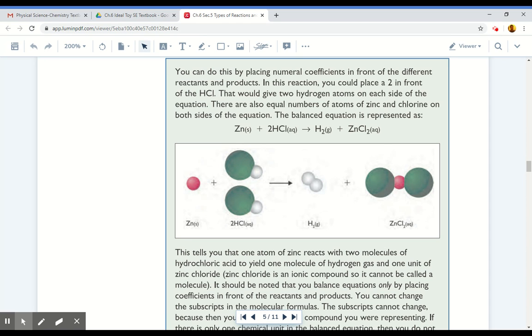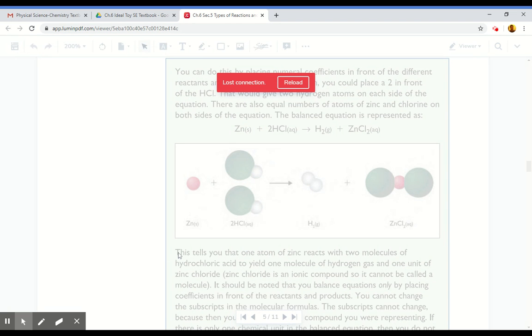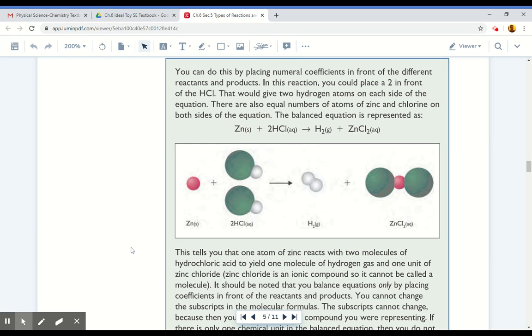In this reaction, you could place a 2 in front of the HCl. That would give 2 hydrogen atoms on each side of the equation. There are also equal numbers of atoms of zinc and chlorine on both sides of the equation. The balanced equation is represented as. This tells you that one atom of zinc reacts with 2 molecules of hydrochloric acid to yield 1 molecule of hydrogen gas and 1 unit of zinc chloride.